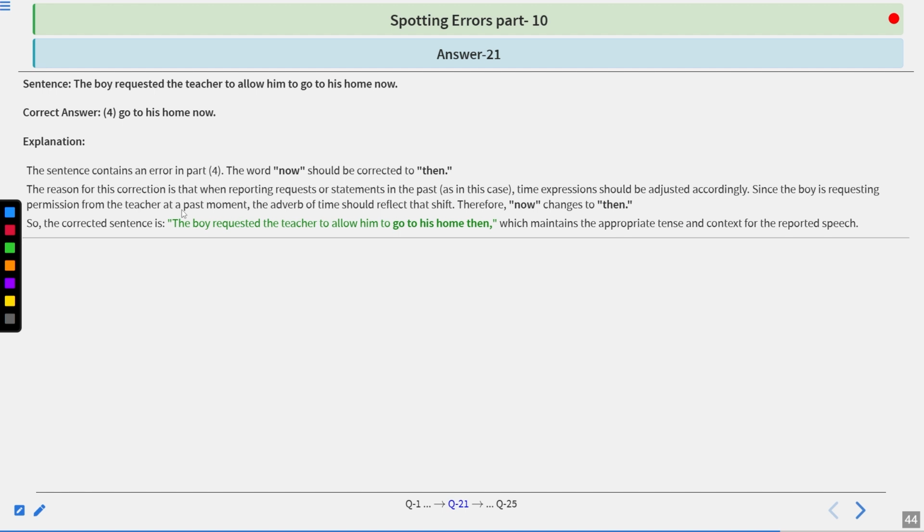The reason for this correction is that when reporting requests or statements in the past, time expressions should be adjusted accordingly. Since the boy is requesting permission from the teacher at a past moment, the above time should reflect that shift. Therefore, now changes to then. So the correct sentence is: the boy requested the teacher to allow him to go to his home then, which maintains appropriate tense and context for the reported speech.